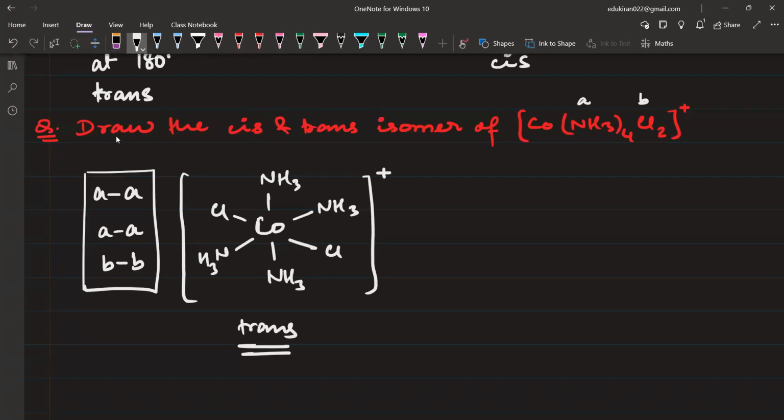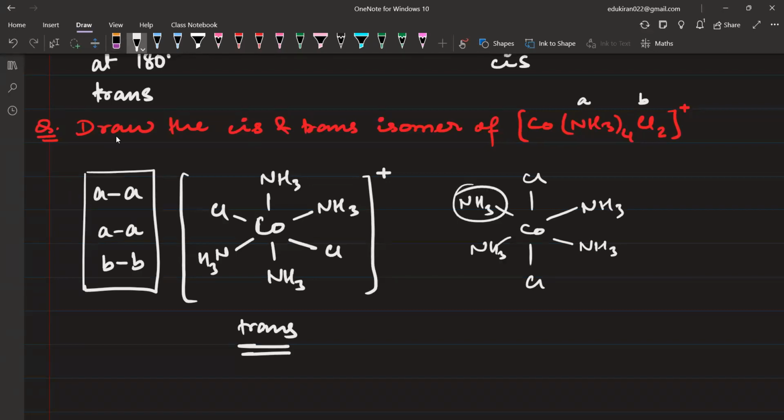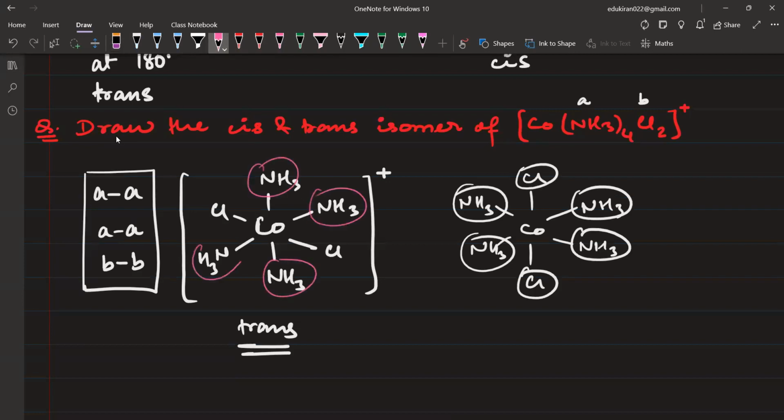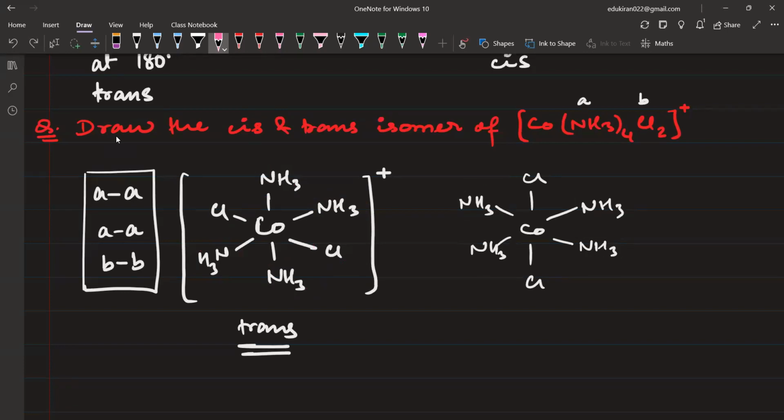See, there can be another way to make the same thing, like cobalt. Here also, NH3 is opposite NH3, NH3 opposite NH3, Cl opposite Cl. Here also we have the same thing. So these two may look different, but they are not really different. How do you know that? You will understand only when you understand the concept of which ligand is at 180 degrees. Otherwise you will get more confused. If you understand the opposite case, then it is easy for you.